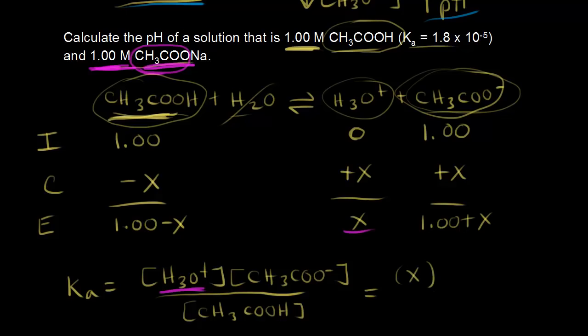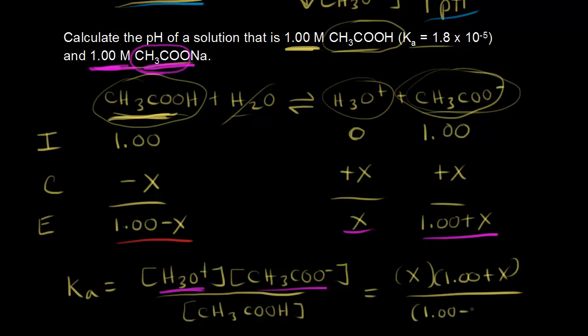All right, so for hydronium at equilibrium, our concentration is x, so we put an x in here. For acetate, our concentration of acetate at equilibrium would be 1 plus x. So let's put that in. So we have 1.00 plus x. And then this would all be over the concentration of acetic acid, which would be 1 minus x. So over here we put 1 minus x.